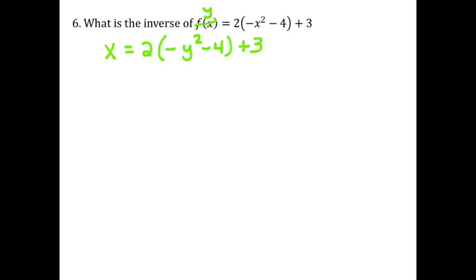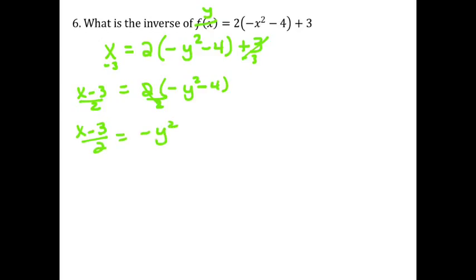The first thing that I'm going to do is subtract this 3 from both sides. And so I have x minus 3 equals 2 times the square root of negative y squared minus 4. The next thing to do would be to cancel out this 2 here in the front. So I'm going to do that by dividing. Those are going to cancel. x minus 3 over 2 is equal to the square root of negative y squared minus 4.